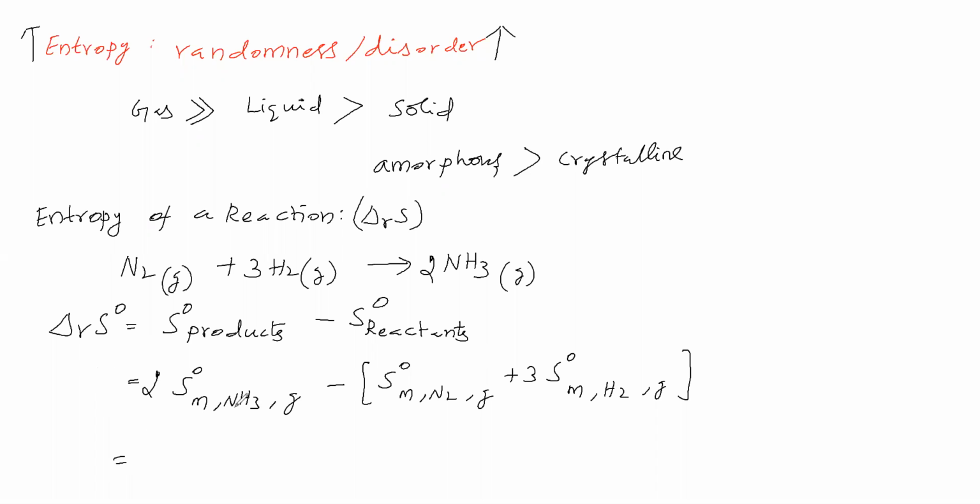Whether it is positive or negative, how to see? Here 2 times ammonia is there, here 4 times reactants is there. Reactants are present 4 times, but ammonia is present 2 times. Therefore, this delta S naught is negative, because reactants have more number of moles and products have less number of moles. Therefore, we can say delta S naught is negative.